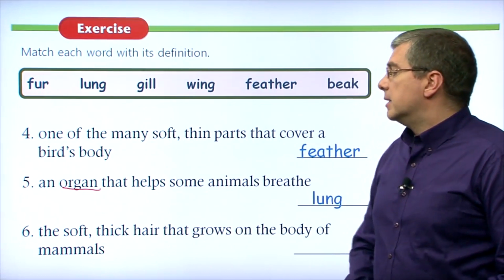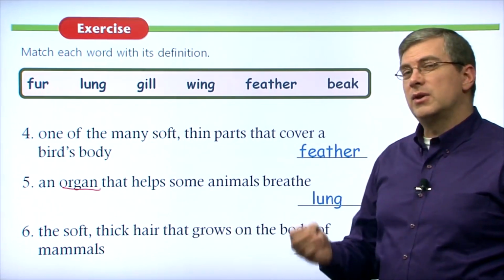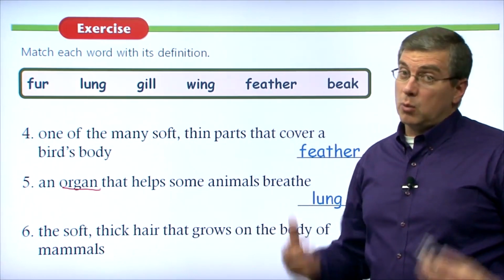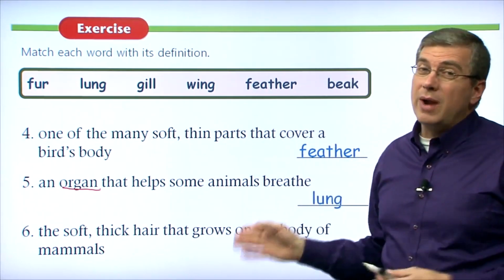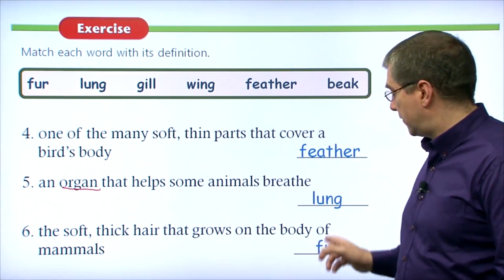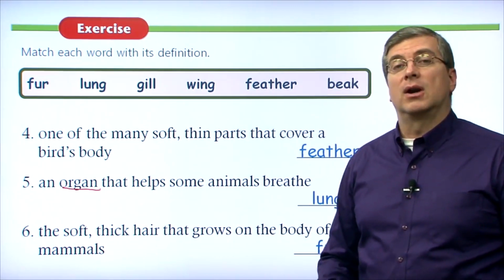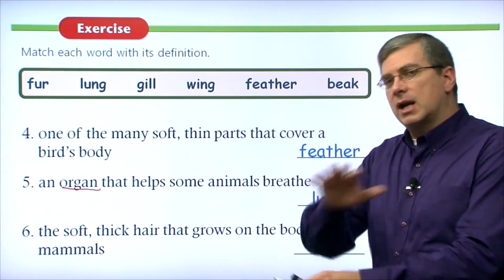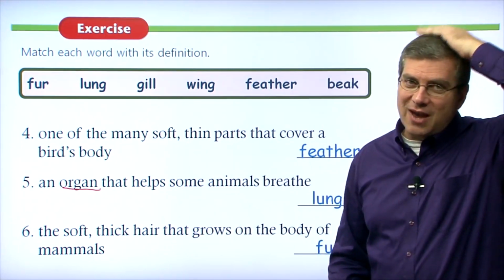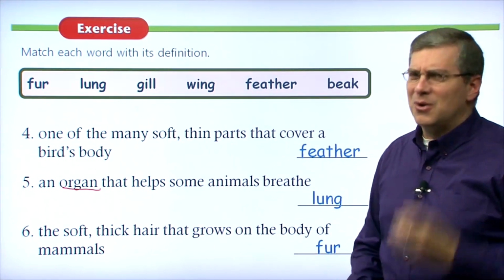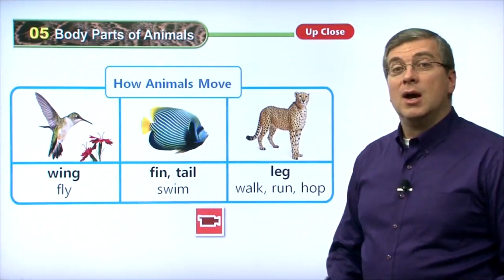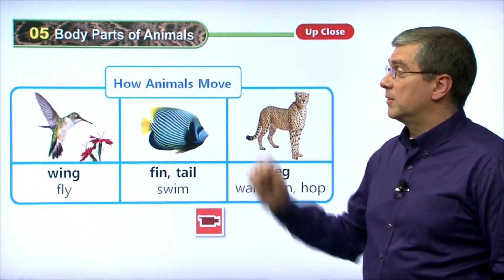Okay. 6, the soft, thick hair that grows on the body of mammals. Okay? Now remember, we're mammals too. Human beings are mammals, but we don't have this. Only animals have this. Remember what it is? If you guessed fur, you are correct. Fur. Animals have fur. Lots of hair that covers their whole body. That is called fur. We don't have fur, we just have hair on the top of our head, right? We don't call this fur. So don't say that human beings have fur. Animals have fur. Okay, let's move on to this different type of exercise here.